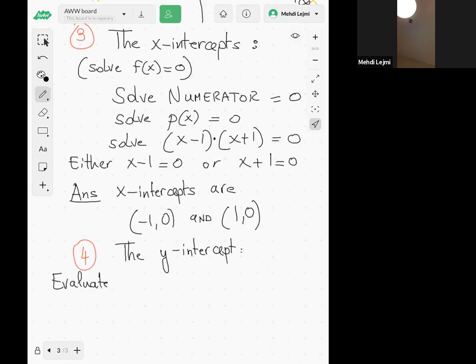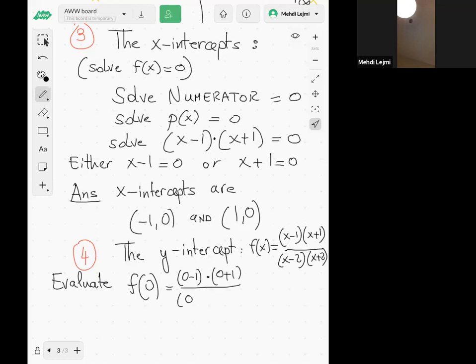Just be careful, guys, here. So f of x is x minus 1, x plus 1 over x minus 2, x plus 2. So you plug 0 in the function f. So this is 0 minus 1 times 0 plus 1 over 0 minus 2 times 0 plus 2. Just be careful. This is a multiplication here, right? This is a product, because from my experience, I know a lot of students, instead of multiplying, would add or subtract for some reason. So that's a multiplication, right?